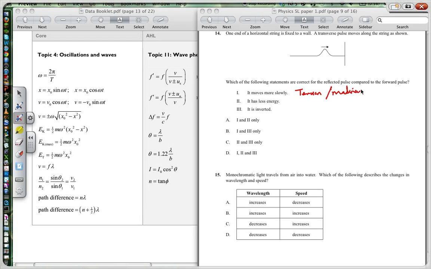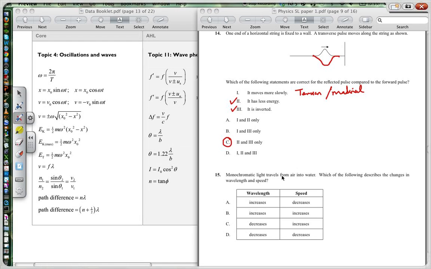Two, it has less energy. That could well be the case. There could well be energy lost where it interacts with the wall, so that's quite possible, yes. And three, it is inverted. When it comes back, it will be inverted, although not that exact shape, it will have a similar shape like that. So it is 2 and 3 only, so it is C, 14C.